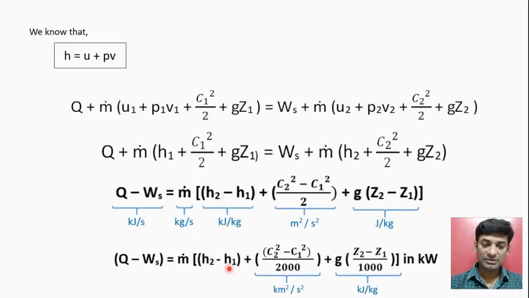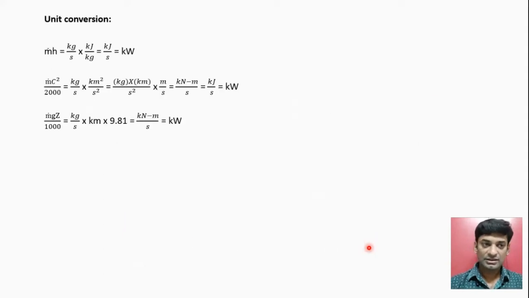Listen, the first term is mass flow rate into enthalpy. Second term is mass flow rate into C square. Third term is mass flow rate into Z. That is mentioned here. Now mass flow rate into enthalpy. Mass flow rate is nothing but kilogram per second. This enthalpy is nothing but kilojoule per kilogram. So this kilogram gets cancelled. Remaining kilojoule per second is written here. So this is called kilowatt. I have already told you 1 joule per second is nothing but watt. So the equation unit is kilowatt.